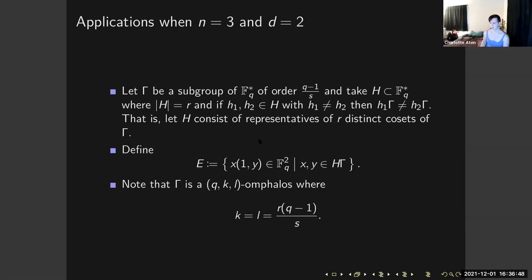So in other words, we're taking our lines to be all the lines that are determined by elements 1y, where y belongs to some coset of gamma determined by H. And we're then taking all the points on those lines that are multiples of those initial points 1y by some other element of one of the same collection of cosets of gamma. And so note then that because each choice of y determines a different line, and then each choice of x determines a different point on that line, then we actually have that E is a QKL omphalos, where K and L are both R times Q minus 1 over S, because the size of a single coset is Q minus 1 over S, and we have R of them, because that's how many representatives we chose.